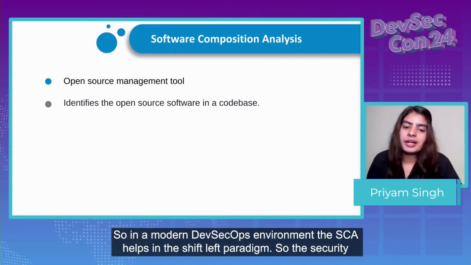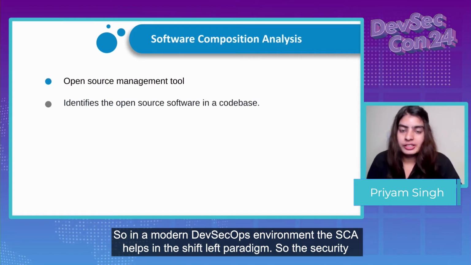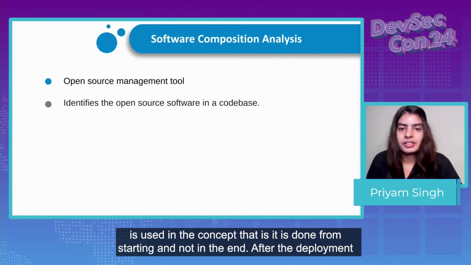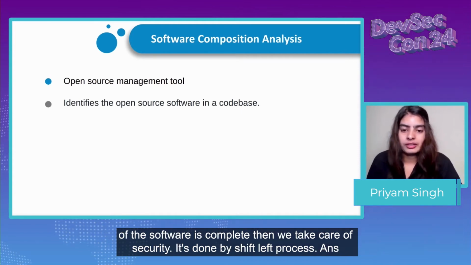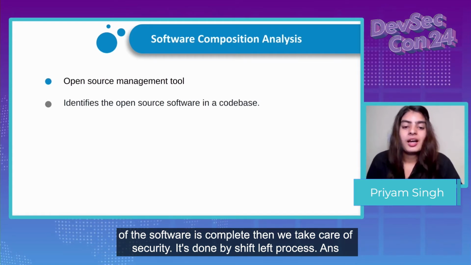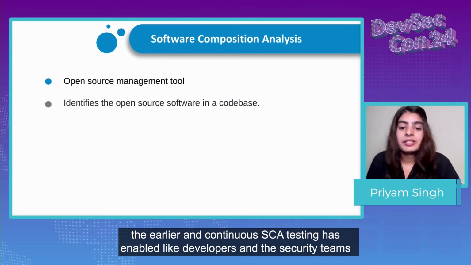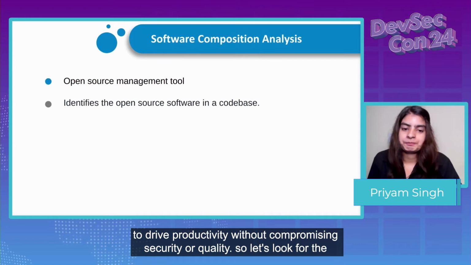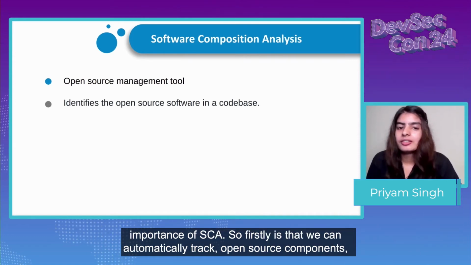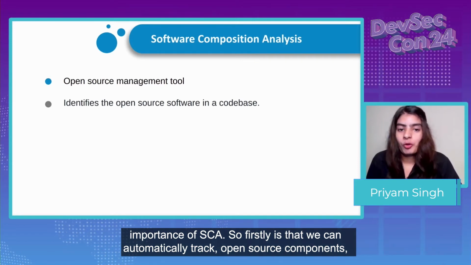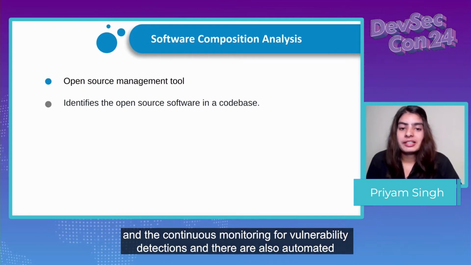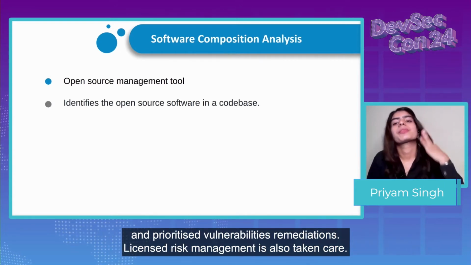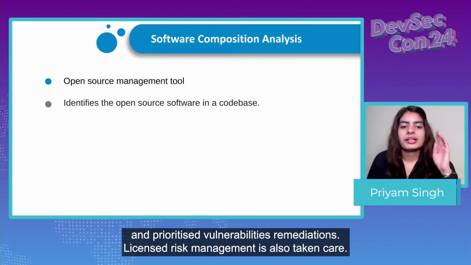In a modern DevSecOps environment, SCA helps in the shift left paradigm. So security is done in the form of shift left, that is, it's done from the start, not at the end. It's not that after the deployment of a software is complete, then we take care of security. That's not done. It's done by the shift left process. And earlier and continuous SCA testing has enabled developers and security teams to drive productivity without compromising security or quality. So let's look at the importance of SCA. Firstly, we can automatically track open source components with continuous monitoring for vulnerability detection. There are also automated and prioritized vulnerability remediations. License risk management is also taken care of.